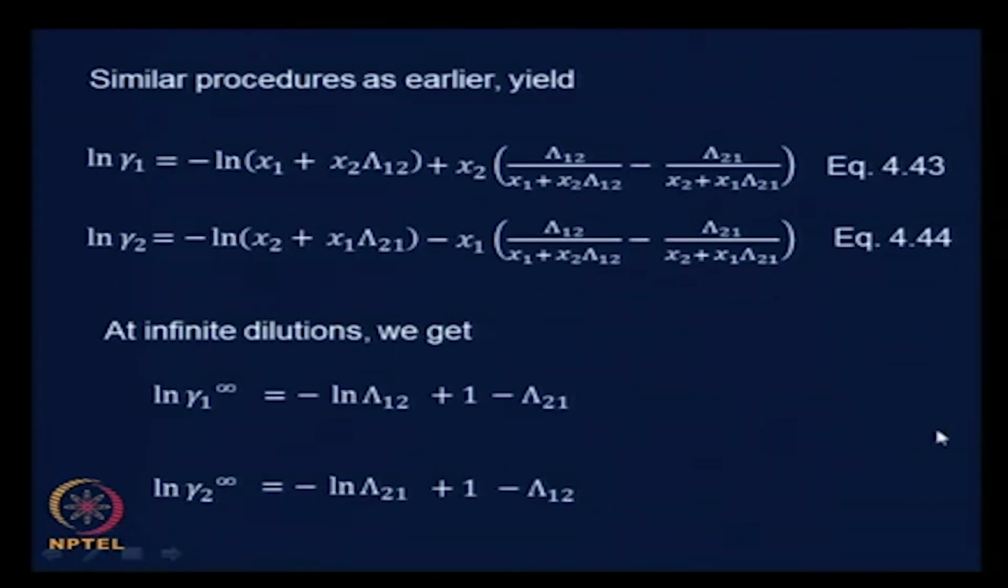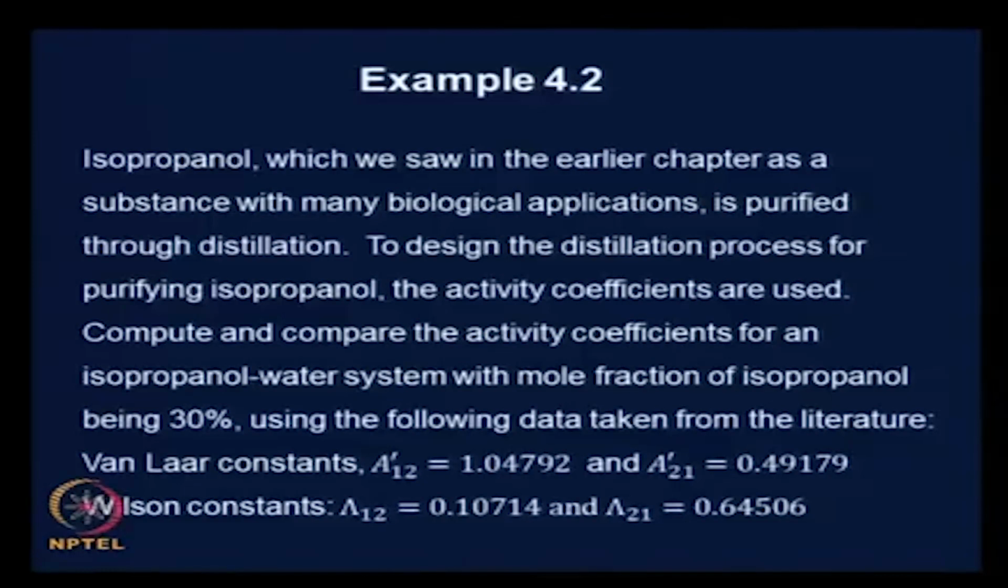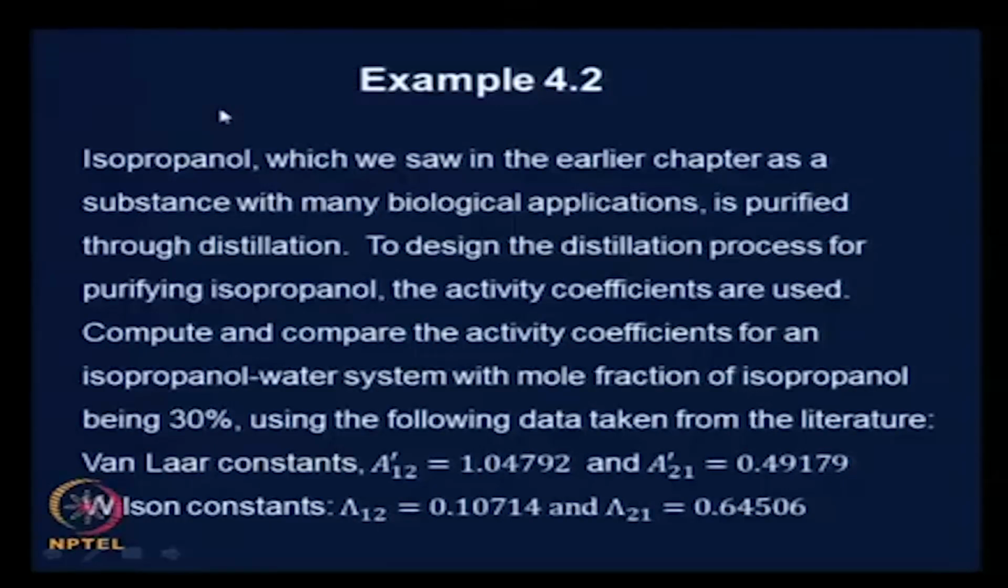Okay, I think we have seen enough models for the GE by RT, and therefore for estimating gamma 1 and gamma 2. It is time to do an example, and we will finish up this module with this example of estimating activity coefficients. The example is as follows. It is a straightforward example. Of course, I am going to give you time to work it out.